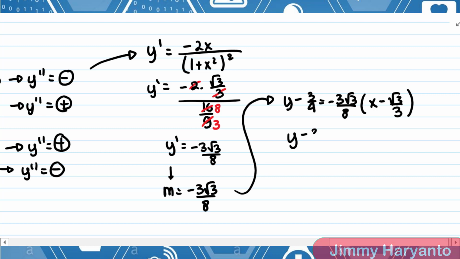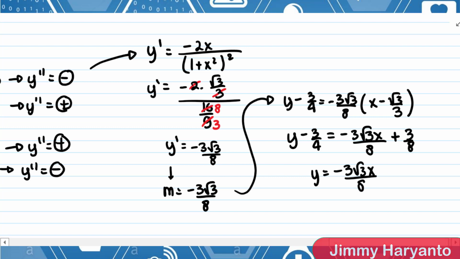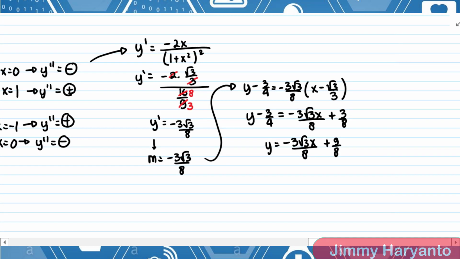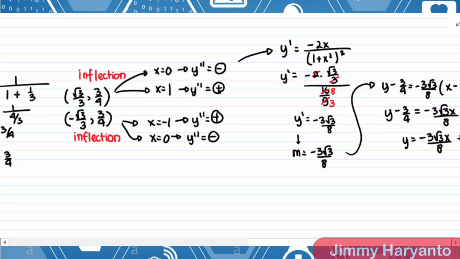And the value of y will be negative 3 square root of 3x over 8. So this one is positive 3 over 8. And then move the 3 over 4, plus 6 over 8, 9 over 8. Okay, that is the first equation of line.